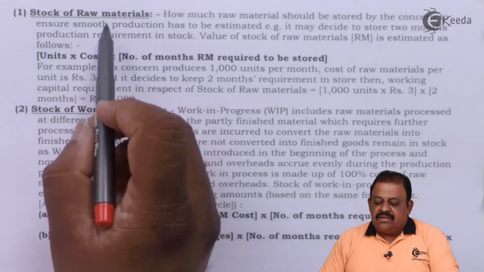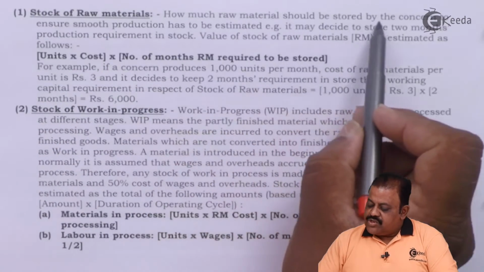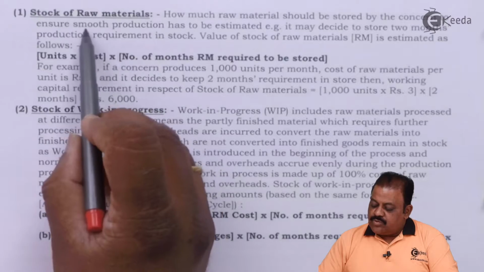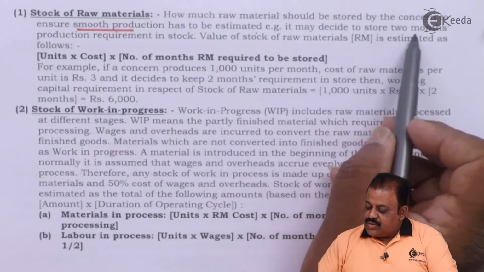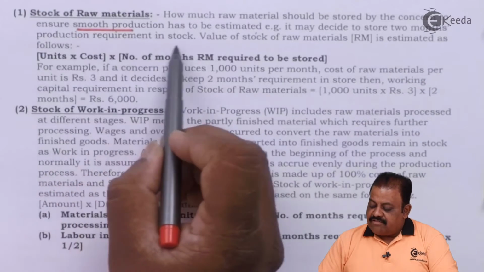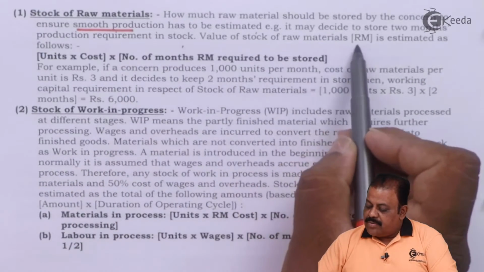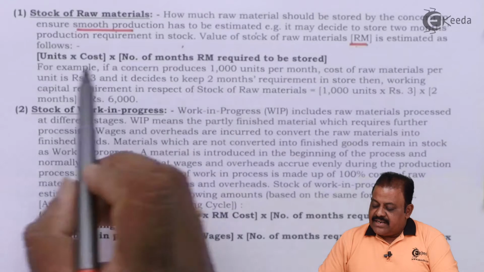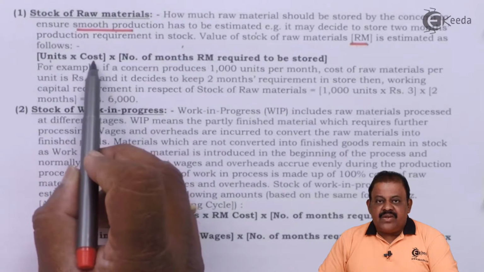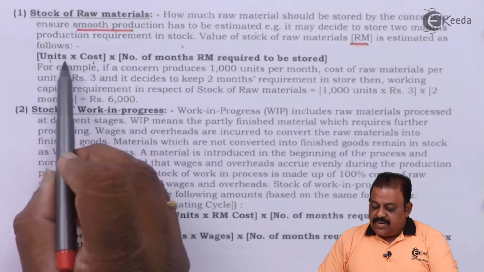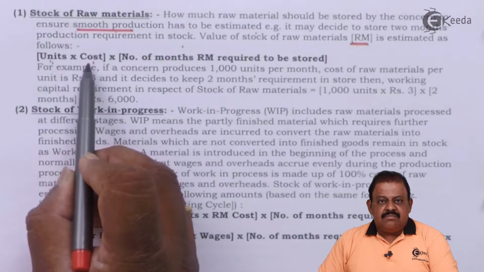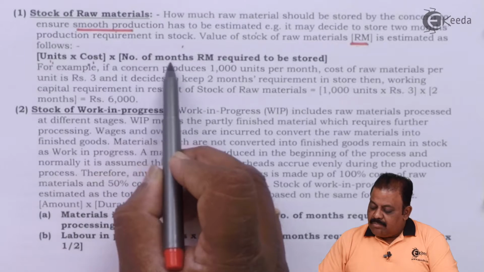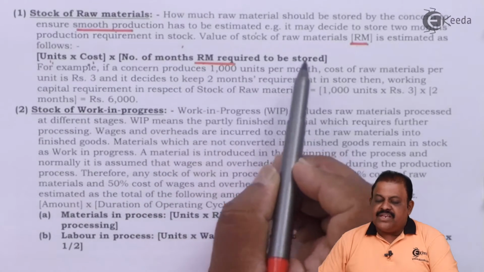Stock of raw material. How much raw material should be stored by the concern to ensure smooth production has to be estimated. For example, it may be decided to store 2 months' production requirement in stock. The value of stock of raw material is estimated as: per month units of production multiplied by per unit material cost, multiplied by the number of months for which raw material is required to be stored.